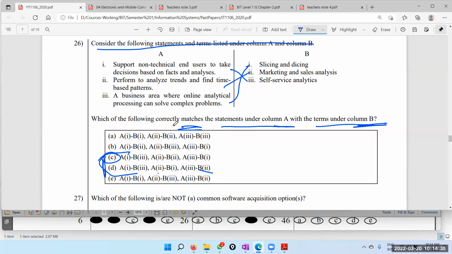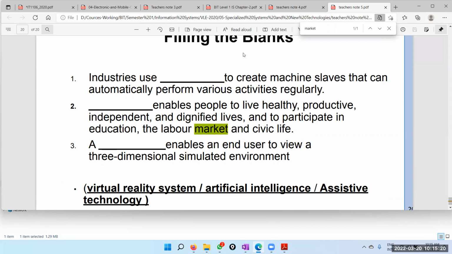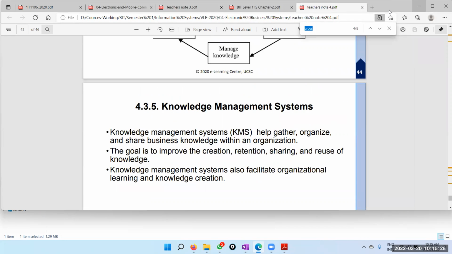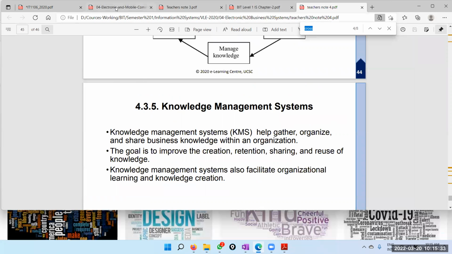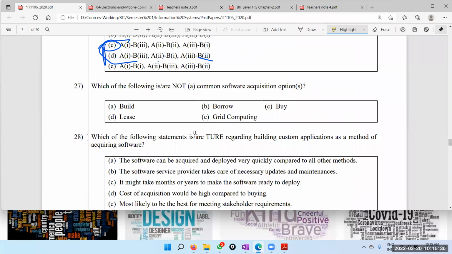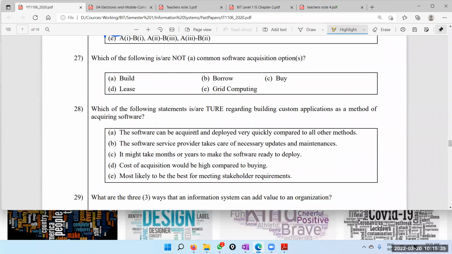Marketing and sales analysis. Examiner has taken it as business area where online analytical processing can solve complex problems. Marketing and sales analysis. Maybe it's mentioned in your reference book or something. Okay. Right. So anyways, those kind of questions will be there, right? Open questions.